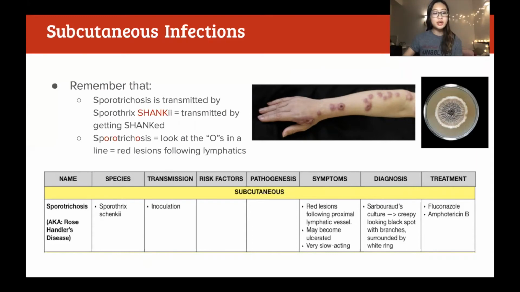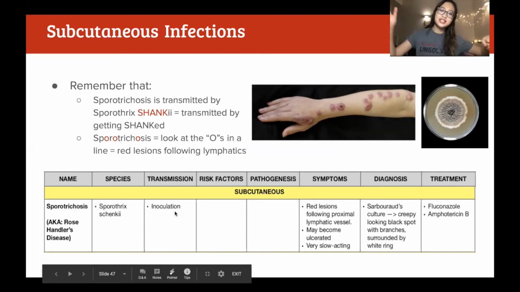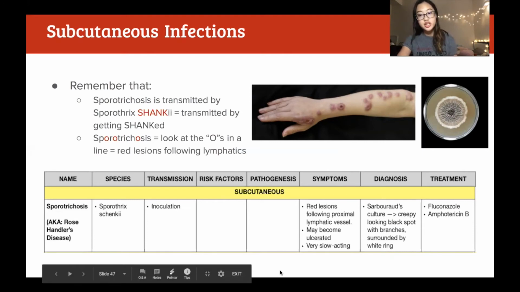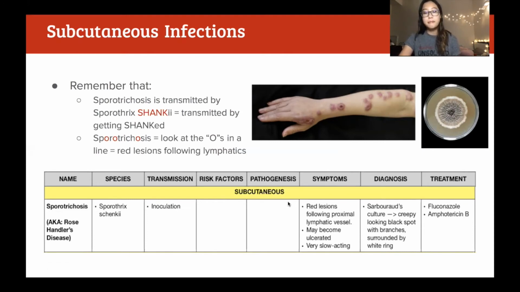Also, another fun thing to remember: the species of the fungus is Sporothrix schenckii, right? Sporothrix shanky. It sounds like getting shanked, right? So transmission is by inoculation, which in essence is getting shanked. You're getting stabbed by, let's say, the rose thorns or something that has the fungus on it, something not very clean, and that's how you can get this disease. Now, we weren't given a lot of information for risk factors and pathogenesis, sorry, but just remember that the symptoms are the red lesions following the proximal lymphatic vessels.